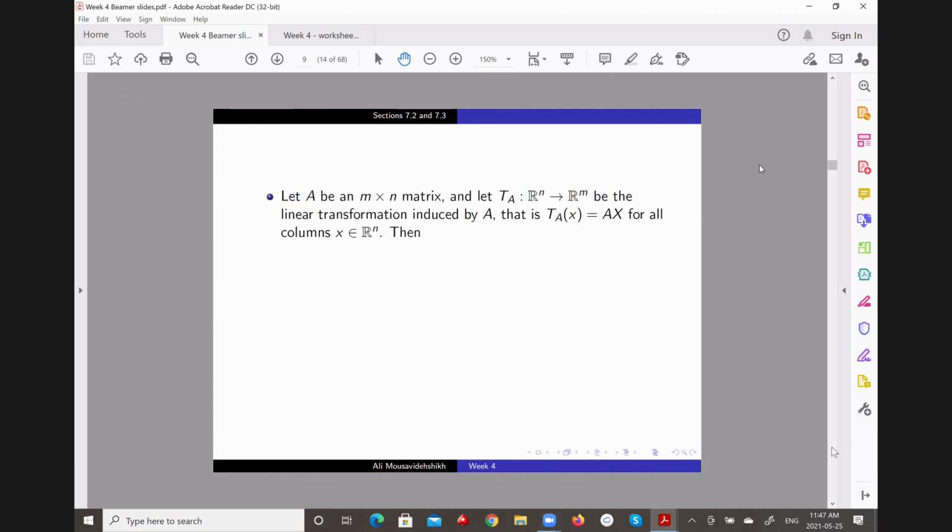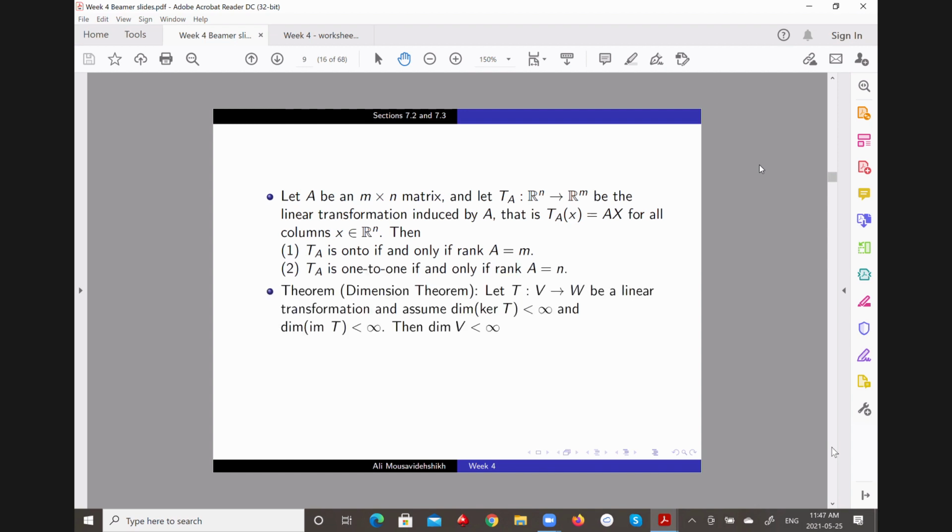Now let A be an m by n matrix and let T_A be the linear transformation given by T_A(X) equaling AX. Then the following holds. T_A is onto, or surjective, if and only if the rank of A is equal to the dimension of the codomain, which is m. Moreover, T_A is one-to-one if and only if the rank of A is n, the dimension of its domain.